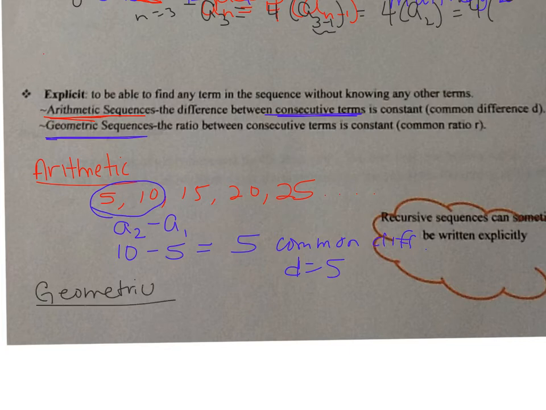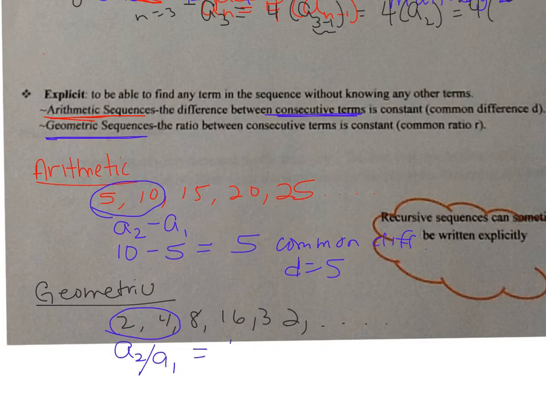would be like this. So let's say I have this sequence here: 2, 4, 8, 16, 32, and so on. Notice what I do to find the common ratio: I take two consecutive terms and I divide them. It has to be the second term, the one in front, divided by the one in back. So it would be a sub 2 divided by a sub 1. So it would be 4 divided by 2, which is equal to 2.